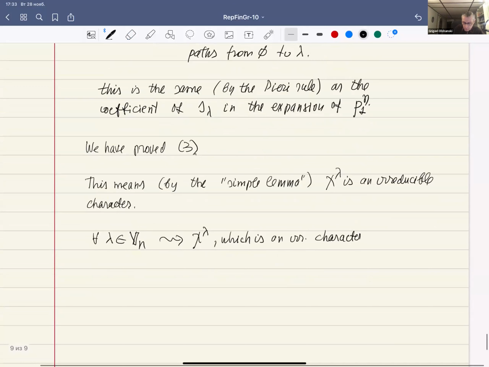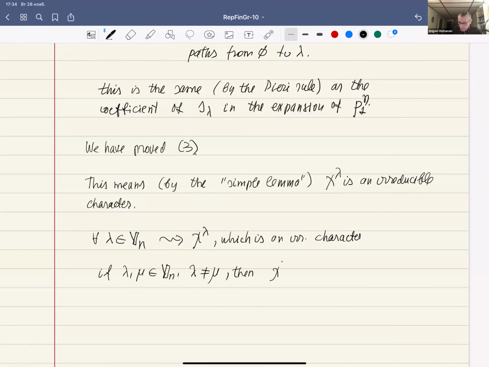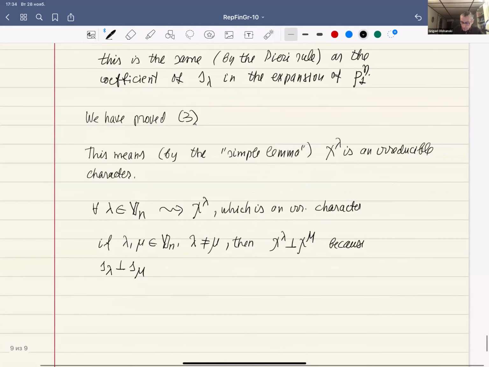But next, if these are distinct Young diagrams, then these functions are orthogonal as functions on the symmetric group, because the corresponding Schur functions are in the space as elements of the algebra of symmetric functions.